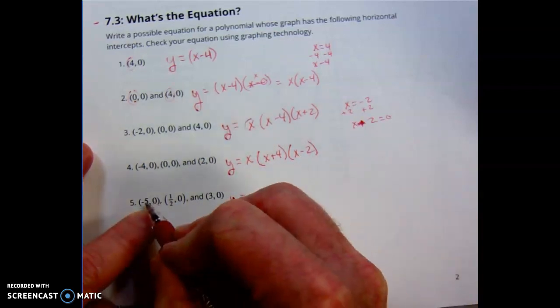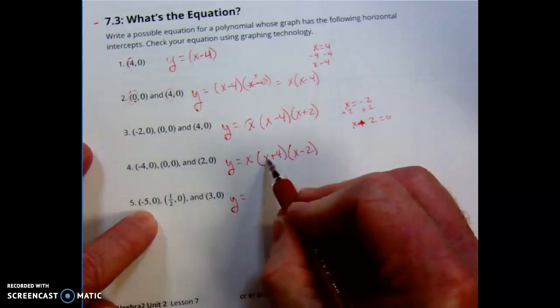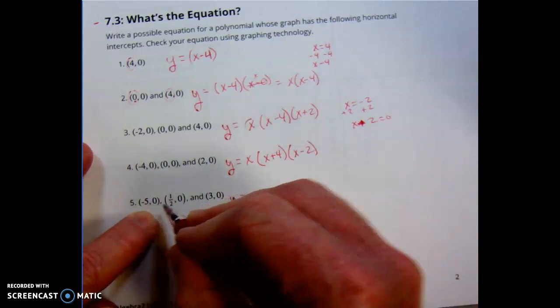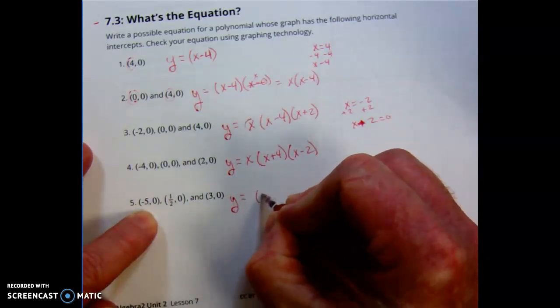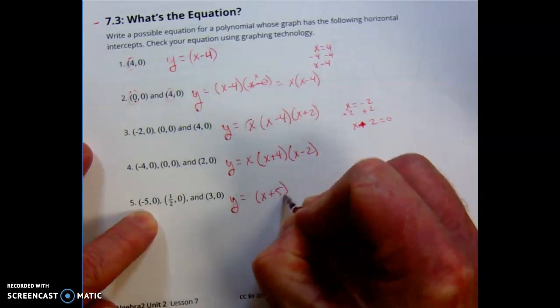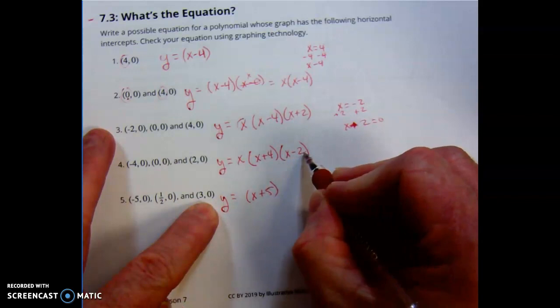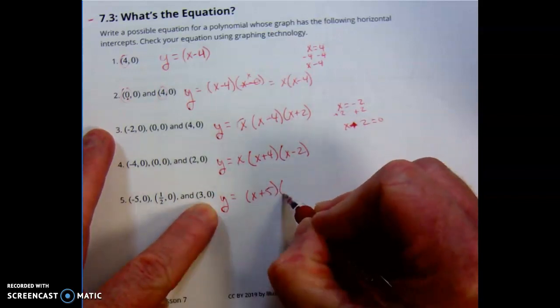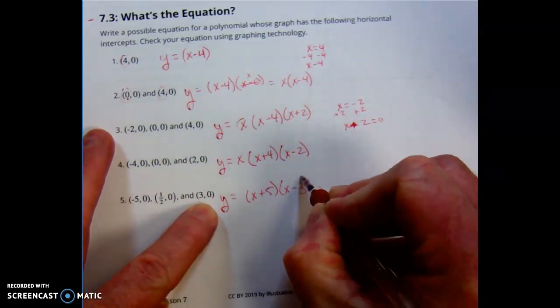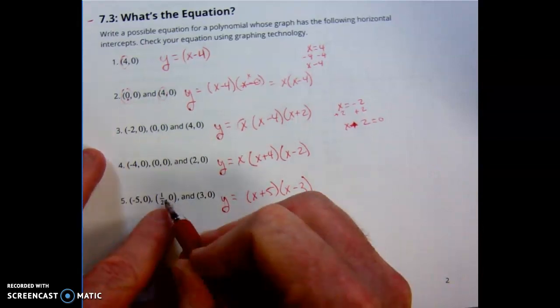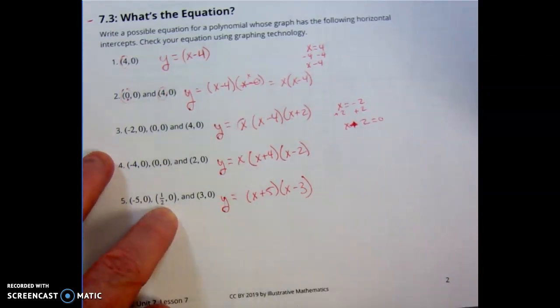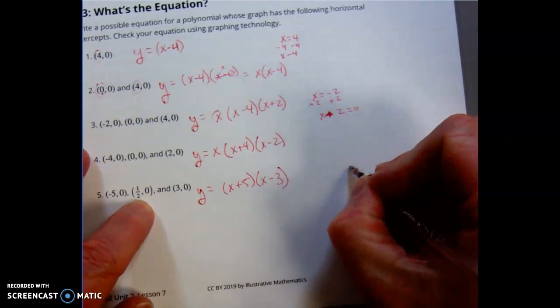Now, negative 5, 0, I think I figured out a pattern there that works. If negative 4, 0 gave me x plus 4, then negative 5, 0 is going to give me x plus 5. If 2, 0 gave me x minus 2, then I bet 3, 0 is going to give me x minus 3. Now this 1/2, 0, that causes me a little bit of struggle here. I'm going to work that out over here on the side.